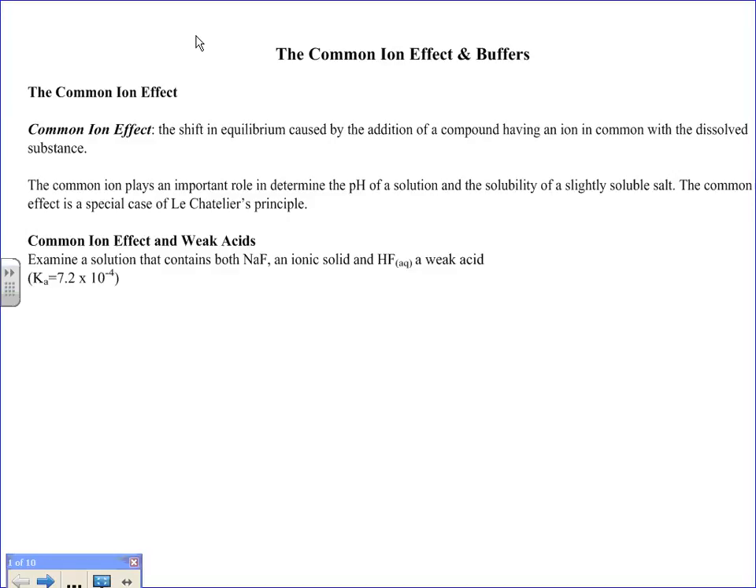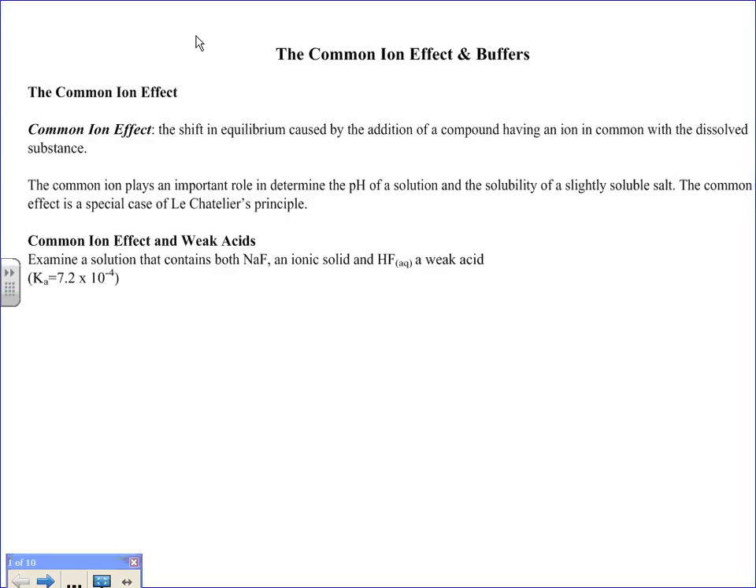The common ion effect is the shift of an equilibrium caused by the addition of a compound having an ion in common with the dissolved substance. So what we're dealing with here is an equilibrium that's been established, and we're going to add a common ion, or one that's in the equilibrium, to that system, and it will cause a shift in the equilibrium. This is a special case of Le Chatelier's principle.